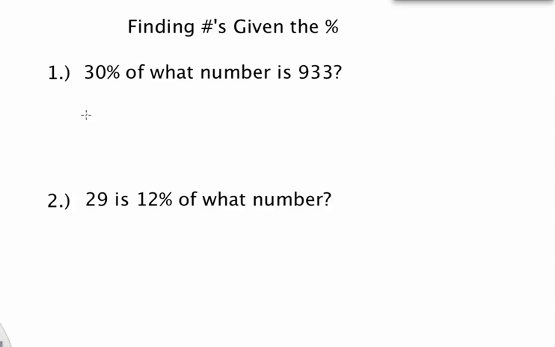For our first problem, we have 30% of what number is 933. Remember, the biggest thing that you can do for yourself is use those words you know to your advantage. The words I'm talking about are of, what number, and is. So we're going to take those words and translate them into an equation.